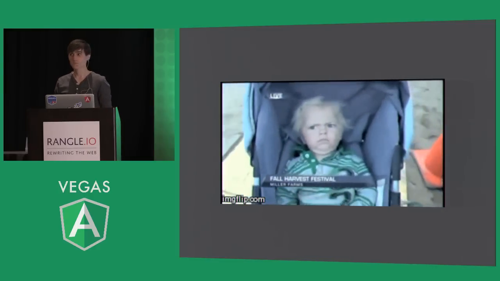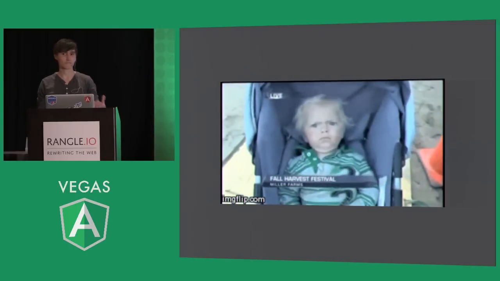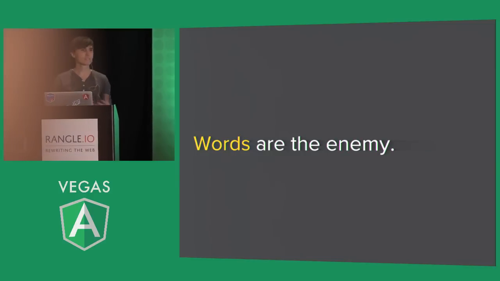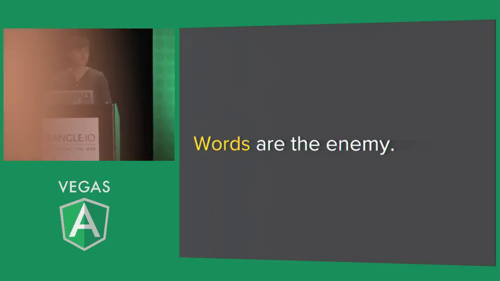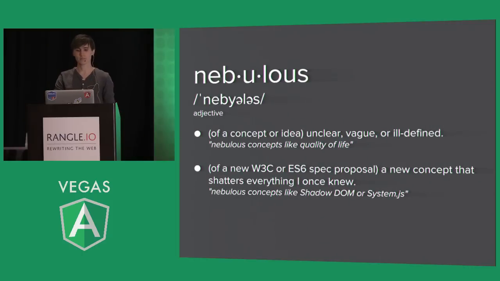And a lot of the times when we're reading through documentation and examples, this is what we feel like. And you shouldn't feel too bad, because most of the time it's not the concepts. If someone painted a picture for you or showed you a video of how it worked, it would be pretty simple. But it's the words that we use that can really confuse us. A lot of the words that we use in development are overloaded and nebulous, which is ironic, because when I read the definition of nebulous, I actually understand what it means. It's a concept or an idea that is unclear, vague, or ill-defined.